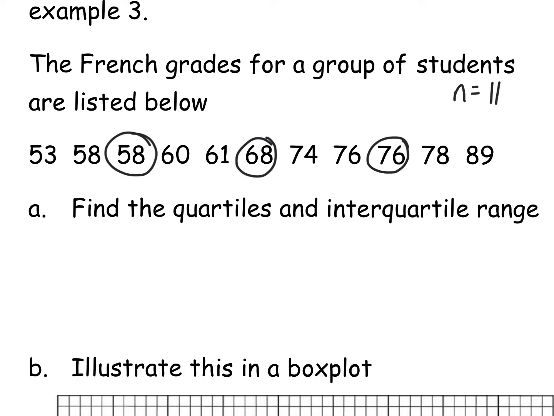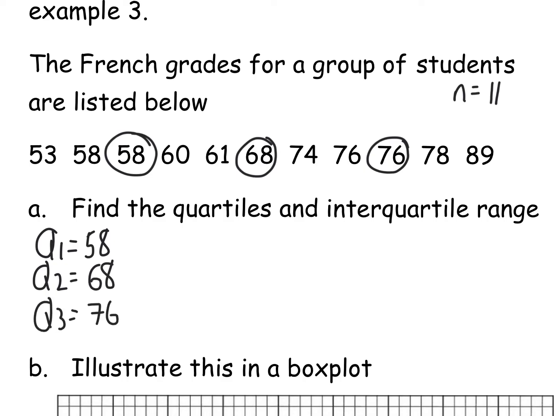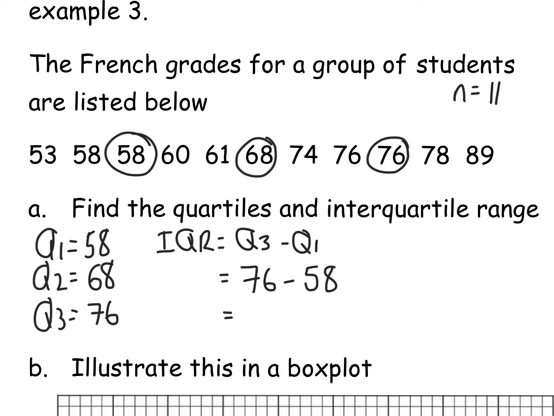Remember, these should look symmetrical. So my Q1 is 58. My Q2 is 68. And my Q3 was 76. I didn't mention those numbers were already in order to save me a wee bit of time there. Okay. Right, my interquartile range is Q3 minus Q1, which is 76 minus 58, which is 12 and 6, that's 18. So it's quite a high interquartile range there.